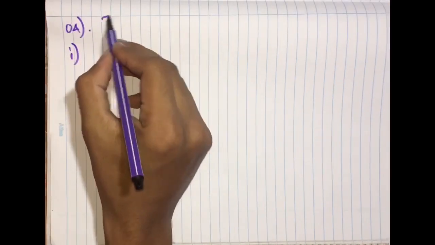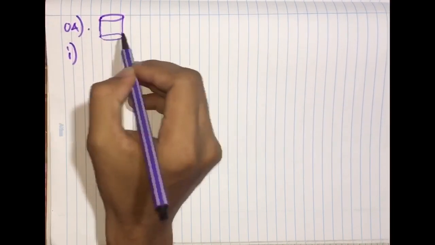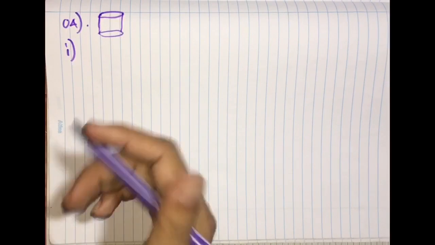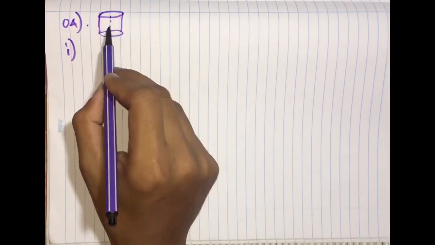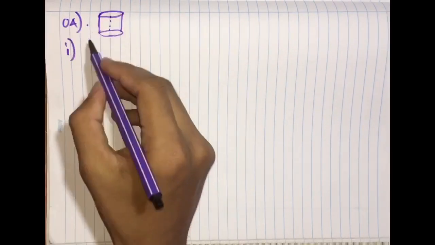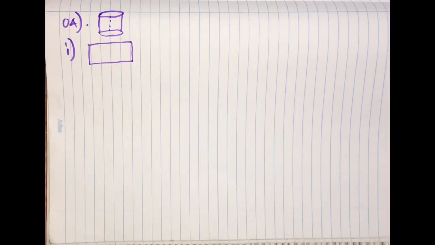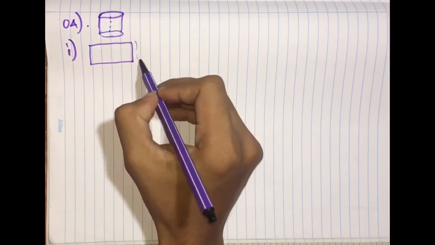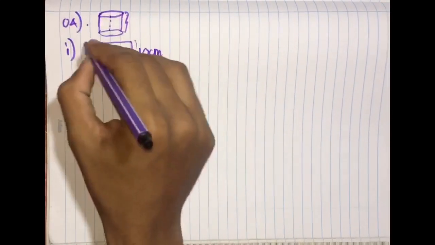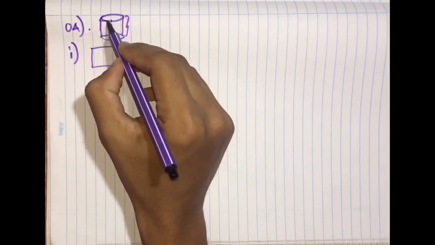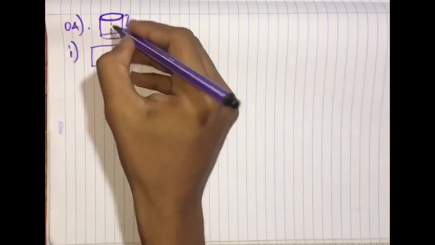So if it is a cylinder, curved surface means only this part. Already I have shown you that if you cut this part, take off the flat surfaces, and expand it, it looks like a rectangle. This is the height. What is the height given? It is equal to 10 centimeter. What is the length? It is equal to this total circular length, which is 2 pi r.